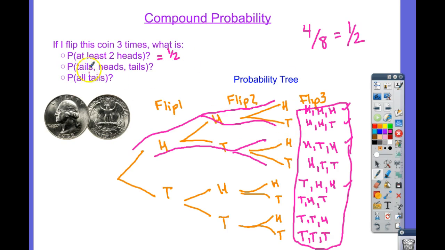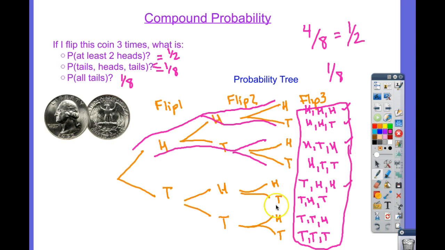What's the probability of getting a tails on the first, heads on the second, and a tails on the third? Well, there's only one that does that. Let's find it. Tails, heads, tails. Here it is. That's 1 out of the 8. Probability of tails, then heads, and then tails is 1 out of 8. What's the probability of all tails? Well, that's just this one on the bottom. That would be 1 out of 8 as well.